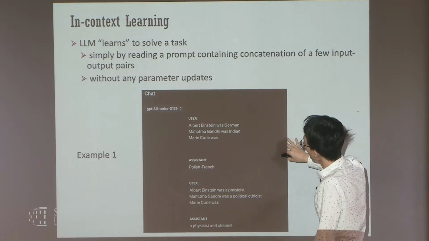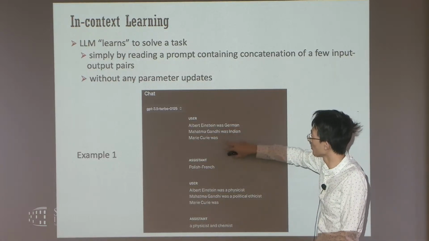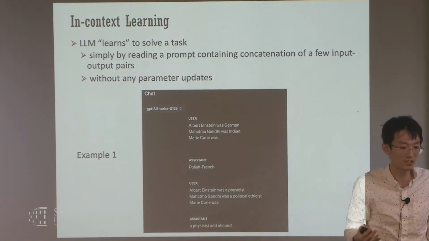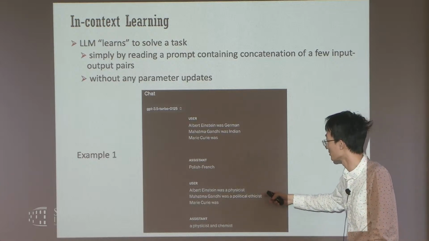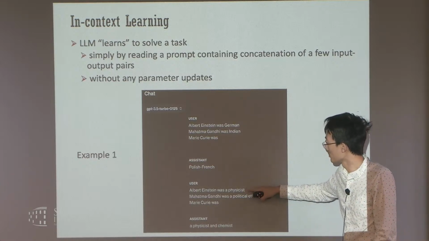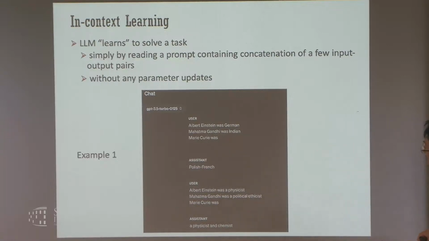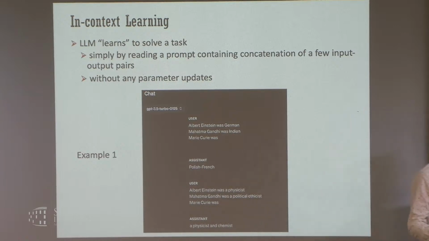Note that there is some learning here, because it's not trivial to know what to fill in if you don't have these two examples. It may be nationality. It could also be an occupation. If you have two examples about occupation, then you can find out that she's a physicist and chemist. So there's some learning here for sure, because at least you are learning what the task is supposed to be.